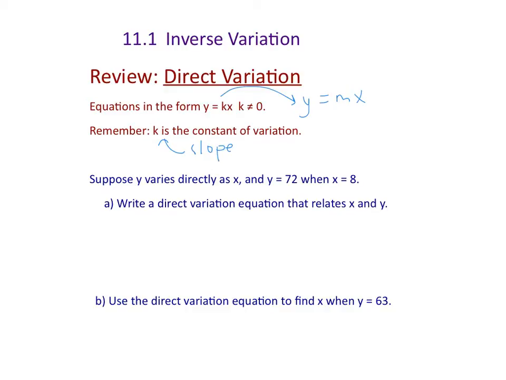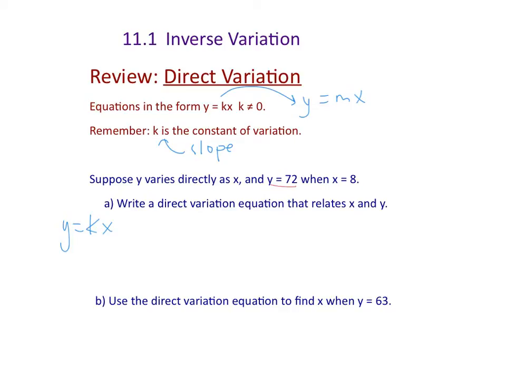Suppose y varies directly as x, and y equals 72 when x equals 8. The first part of what we need to solve is writing a direct variation equation that relates x and y. So remember, these equations are in the form of y equals k times x. So how would we start this problem? You got it. Plug in everything that we know into y equals kx.